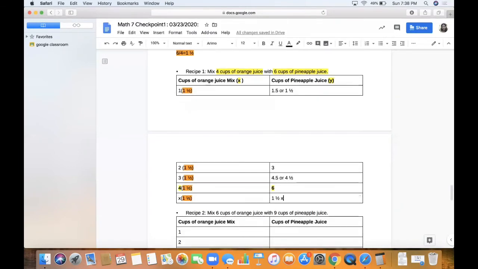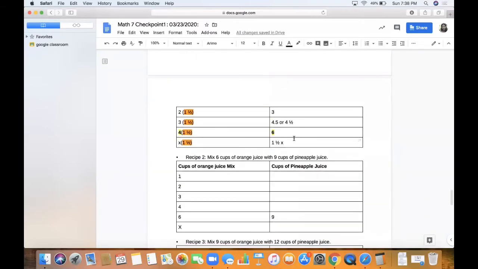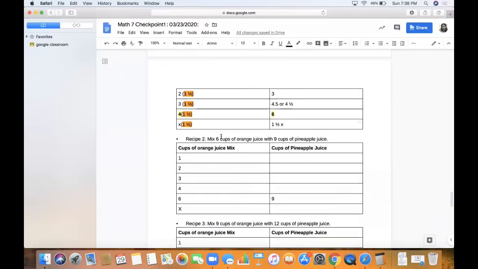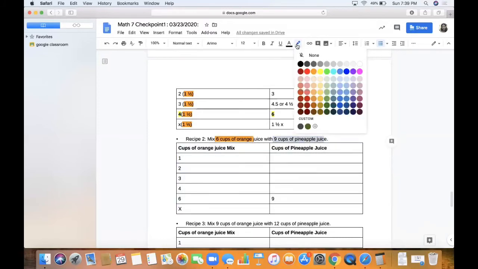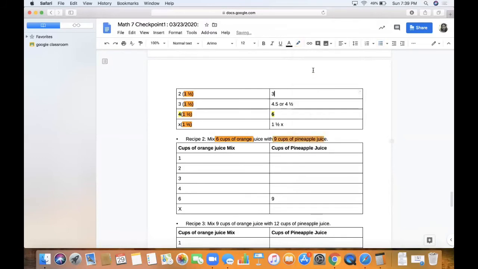Great. So I know that these are ratios. That makes it a little bit easier for me to understand because I know you did a lot with ratios last year. So now, if I have 6 cups of orange juice, how much pineapple juice will I need? They said that for 6, I'm going to need 9 cups of pineapple juice.